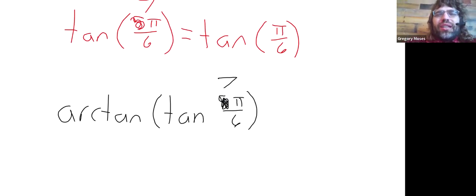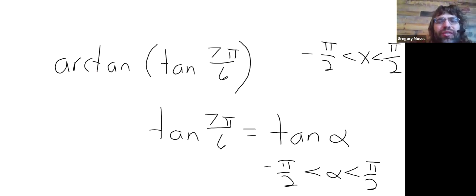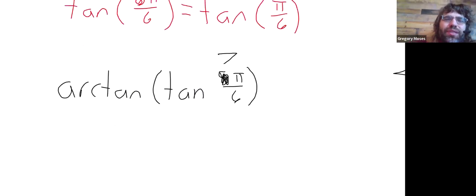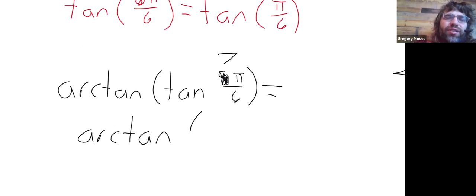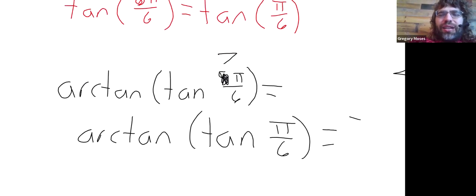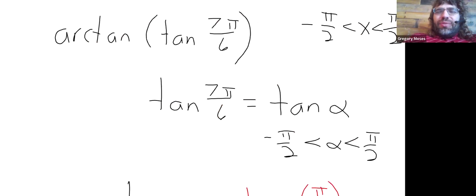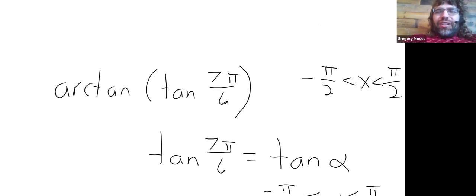The arctangent of the tangent of 7 pi over 6, which is the problem I am trying to do in spite of repeated errors, is the same as the arctangent of the tangent of pi over 6. So, a problem that took me more tries than it really ought to have.